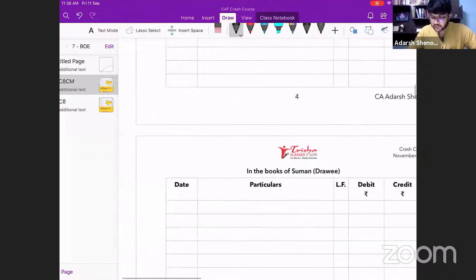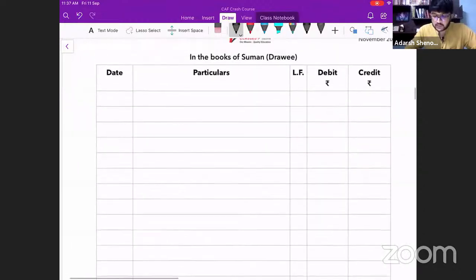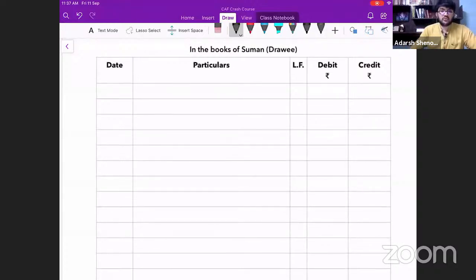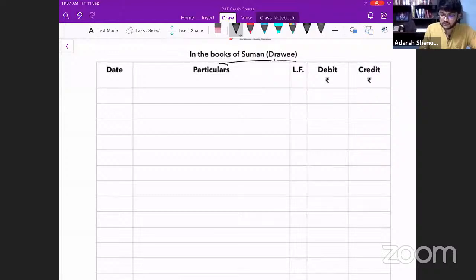Okay, coming back to this discussion. In the books of Suman, the drawee, yes, it creates a liability. When you credit something, it's creating a liability. Okay, now listen. In the books of Suman, the drawee, what is the bills payable that we have with us? Is it a liability? Yes, it is a liability. Case A is I'm honoring it, right? I'm honoring in case A. So it's a liability. How am I honoring it? I am paying the amount. The obligation is going off.